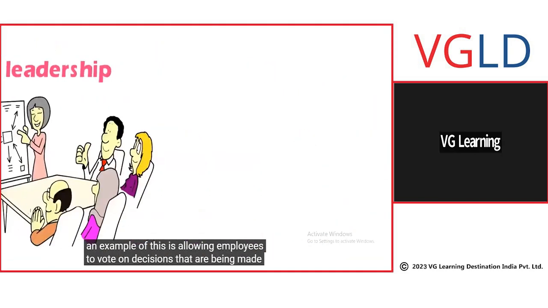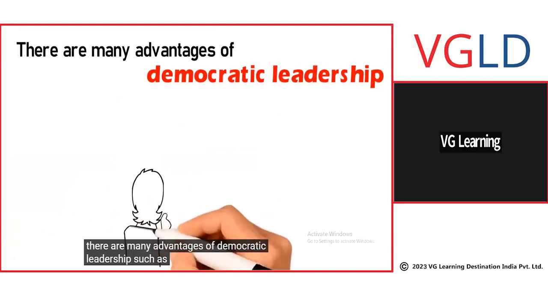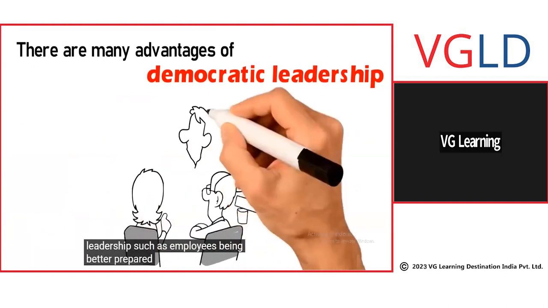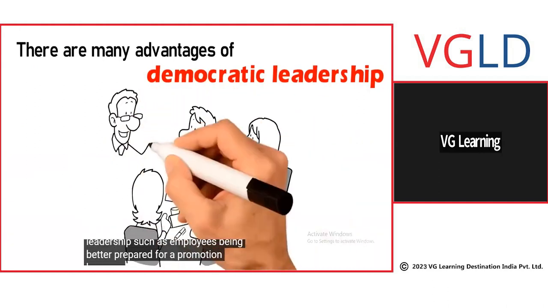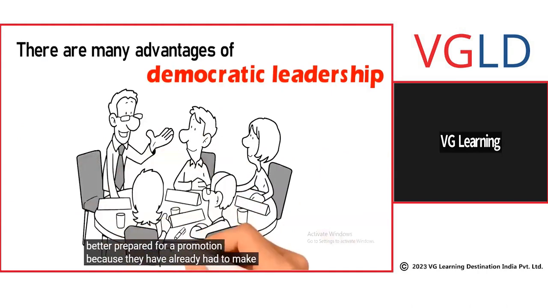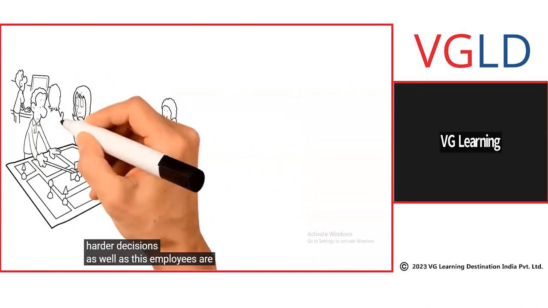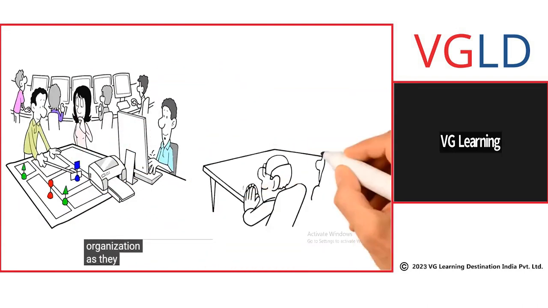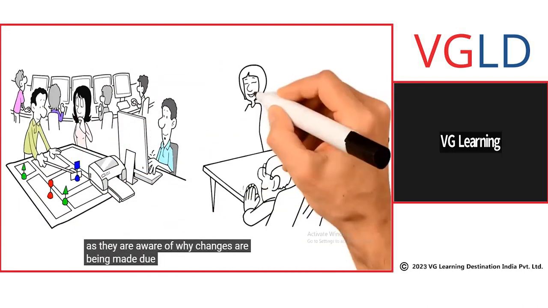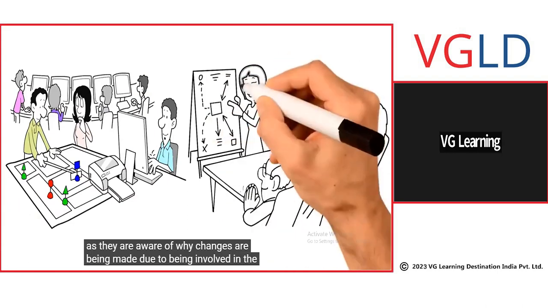An example of this is allowing employees to vote on decisions that are being made. There are many advantages of democratic leadership, such as employees being better prepared for a promotion, because they have already had to make harder decisions. As well as this, employees are more able to accept changes within the organization, as they are aware of why changes are being made, due to being involved in the decision-making process.